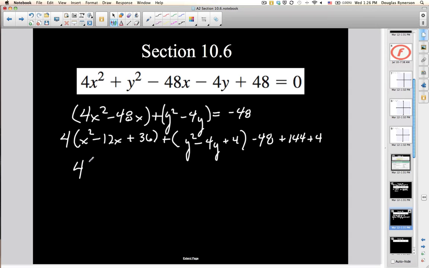This becomes 4 times (x minus 6) squared plus (y minus 2) squared is equal to negative 48 plus 144 plus 4, which is 100. Now my ellipse has to equal 1, so I'm going to divide everything by 100.